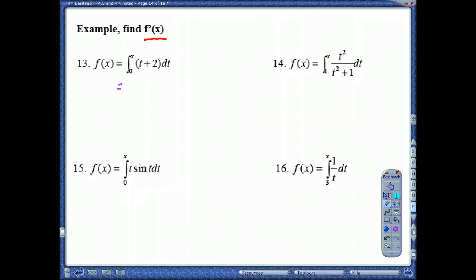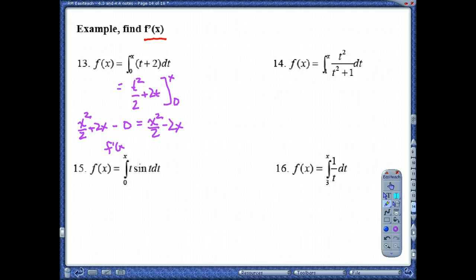So that's going to be t to the second over 2 plus 2t, and I'm going to put x's in and zeros in. So that's going to give me x to the second over 2 plus 2x minus, when I put zeros in, I get zeros. So that's just x to the second over 2 minus 2x.